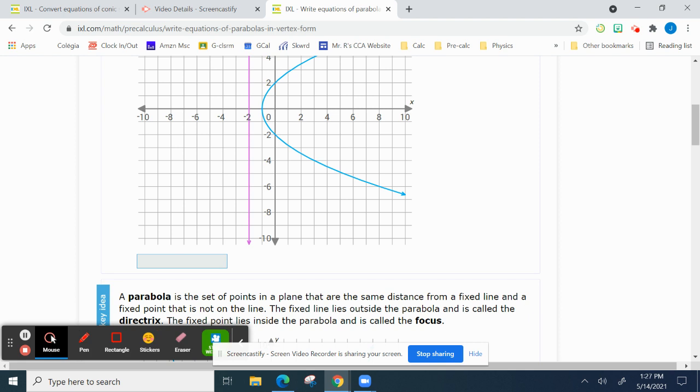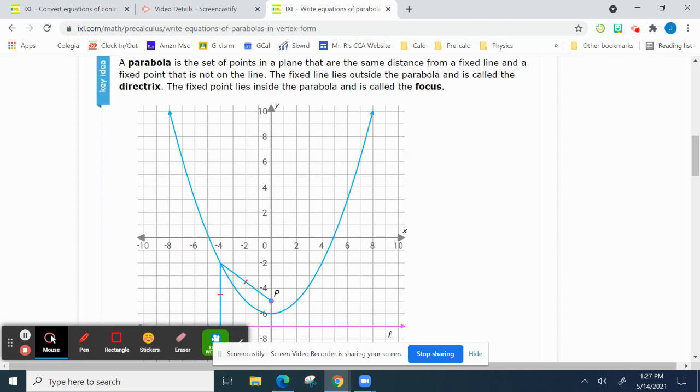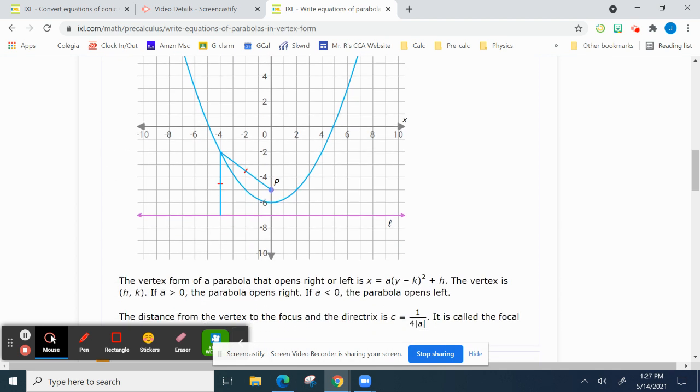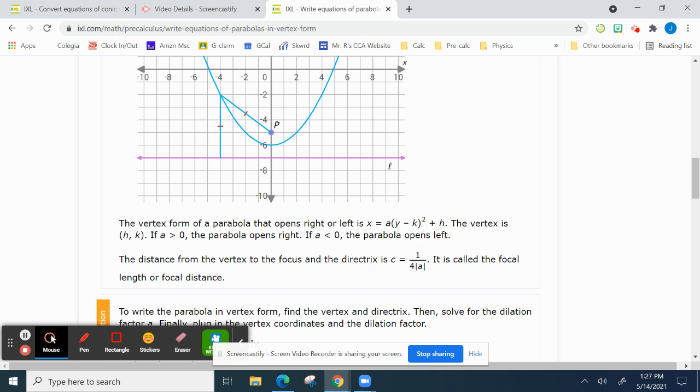Now, let's move forward on this. A parabola is a set of points in a plane. They're all a fixed distance from the directrix and the focus. So right there we have the focus, and then this is the directrix. And exactly between the focus and the directrix is going to be the vertex of the parabola. And why would that be? It's because for every point on the entire parabola, the distance from the focus is the same as the distance to the directrix.